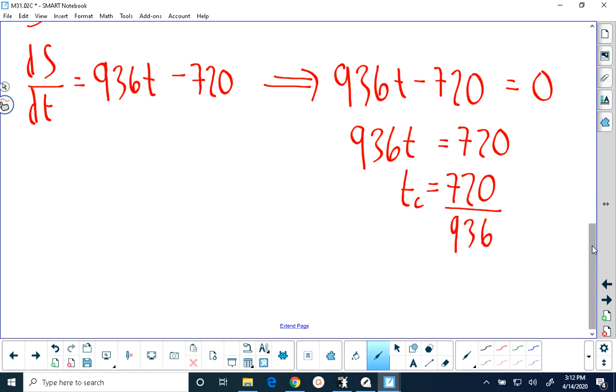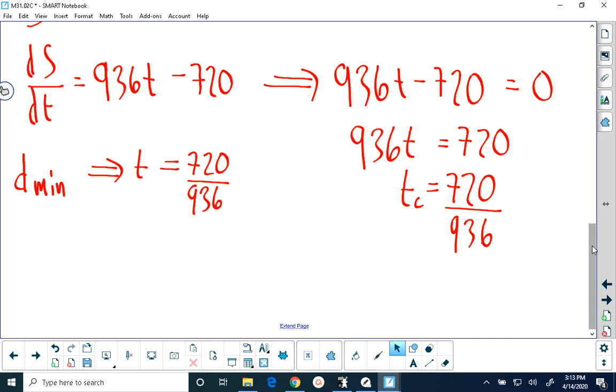Let's stop for a second. S is as small as possible at that elapsed period of time. But since s is the square of the distance, if s is as small as possible, so is the distance, which means the minimum distance corresponds to a time of 720 over 936. Well, we don't walk around talking about time as a fraction, so I'm going to calculate what that is.